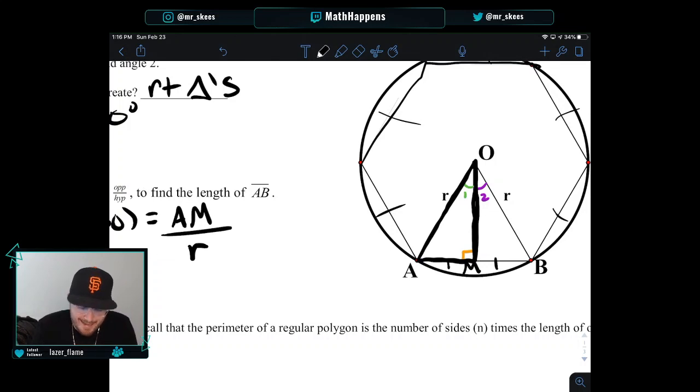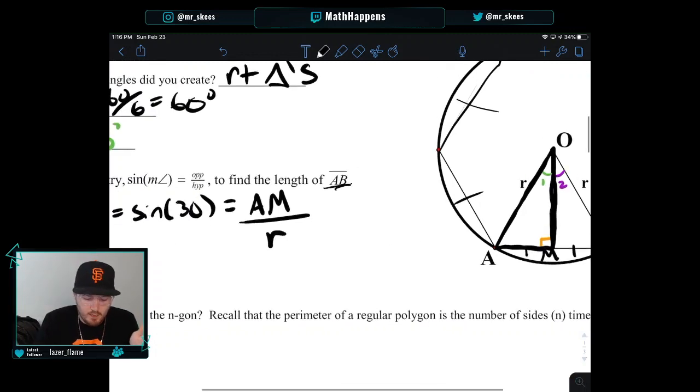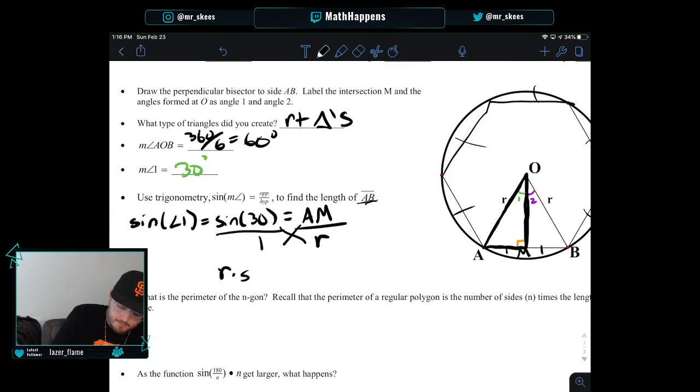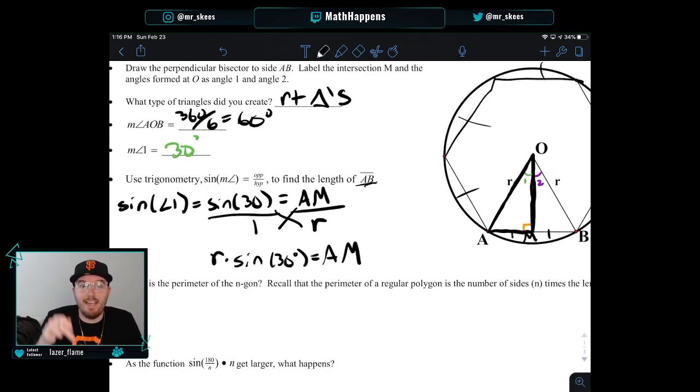Why do we care about AM? Well, AM and MB are the exact same size. So if I figure out AM, I just need to double it and that gives me AB. You with me? The goal right here is to find the length of AB. So if I can find AM, I'm just going to double it and that is AB. Well, we practically have an equation for AM. So let's cross multiply. That's AM.